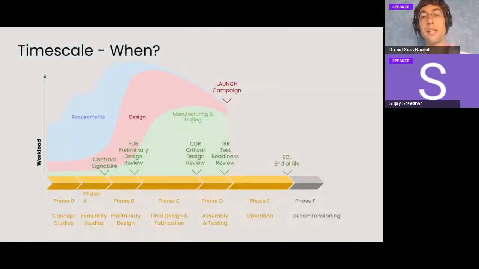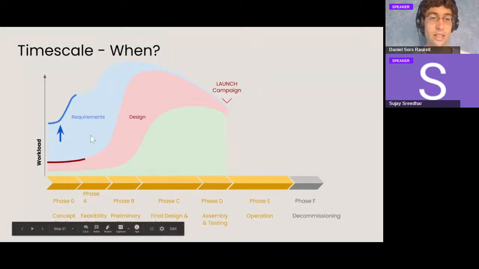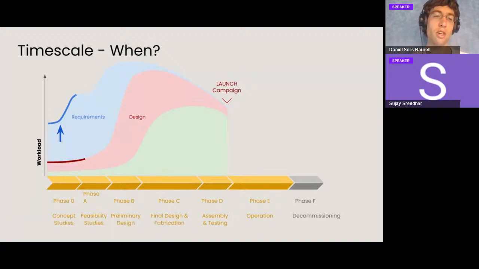And obviously, the launch campaign is a critical aspect when you launch satellites into space. So as I mentioned, we're going to be focusing here in this blue line and in this red line today. So we're going to do a preliminary exercise, a bit of an exercise on phase 0, phase A. Perfect. Let's move on then.